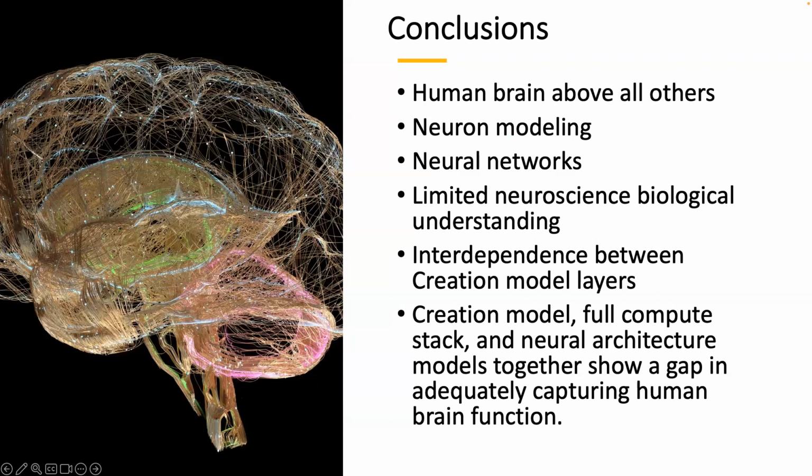From an architectural point of view, this accounts for human beings made in the image of God and the fact that man has a body and soul that intersects in the physical world, but includes a transcendent element that extends beyond the realm of the spirit. Using the creation model, the assets of the full compute stack, and the architectural models of neurons and neural networks, it shows a shortfall between human brain function and what artificial neuromorphic computing systems can achieve.